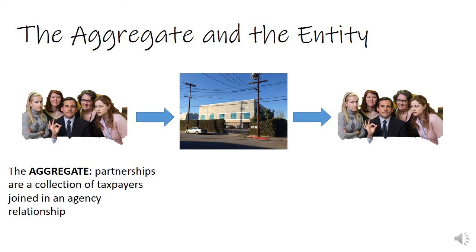The aggregate theory of partnership states that partnerships are a collection of taxpayers that are joined in an agency relationship. The individuals in the partnership seek to earn a profit, and they seek to protect each other and protect the partnership's interests.